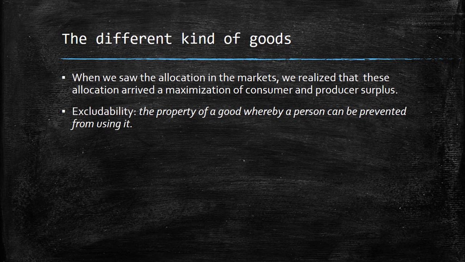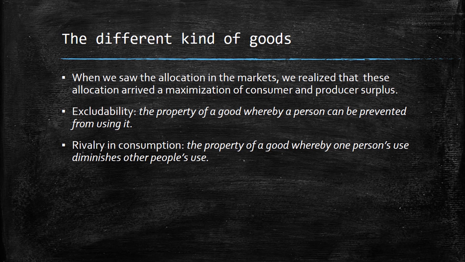Which kind of good is not excludable? My videos, for example. Now you're listening to me, and at the same time there is another person in another part of the world, and the fact that you're watching and listening to what I'm saying doesn't exclude the other person. So this is the excludability characteristic.